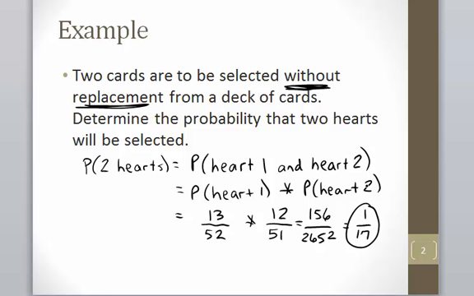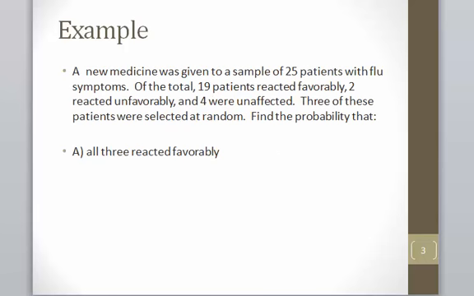Let's look at a second example. A new medicine was given to a sample of 25 patients with flu symptoms. Of the total, 19 patients reacted favorably, 2 reacted unfavorably, and 4 were unaffected. 3 of these patients were selected at random. Find the probability that all 3 reacted favorably. So we're looking for the probability that all 3 reacted favorably.